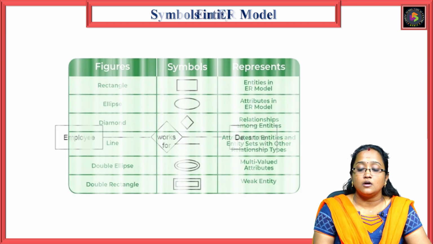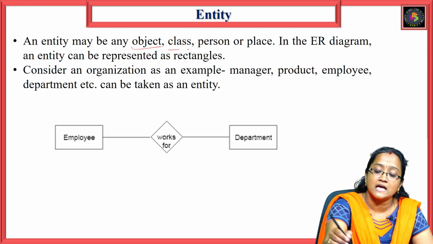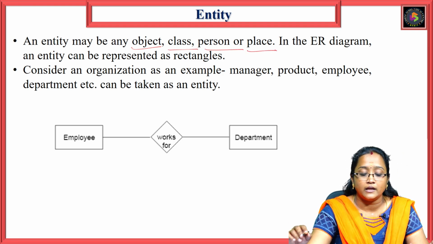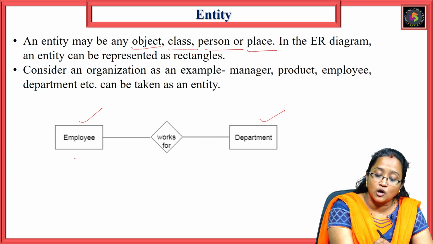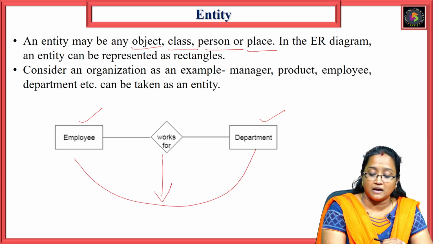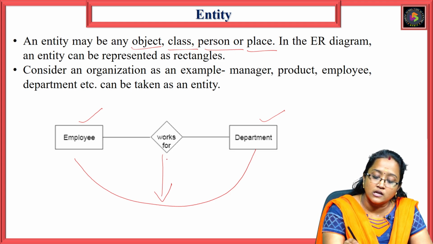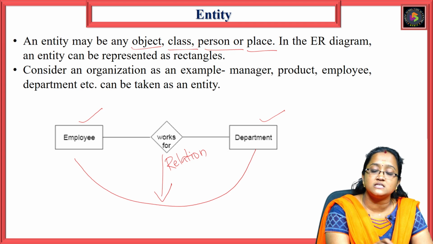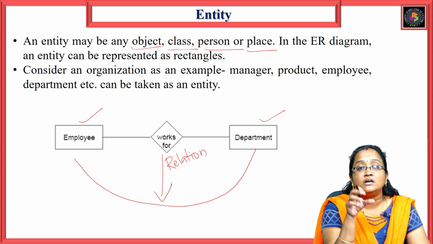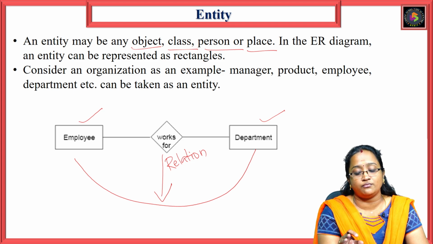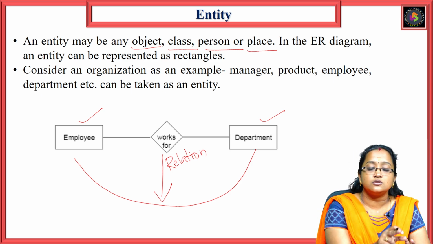Next we are going to see what an entity is. Previously I gave a little explanation. An entity means an object or class or person or place, whatever it may be. Here, employee is one entity and department is another entity. This employee works for this particular department. That "works for" is called a relation. Anyway, one faculty has to work for a department. We represent that relation in the form of a diamond. So the diamond symbol is mainly used to represent relations. Hope that is clear.